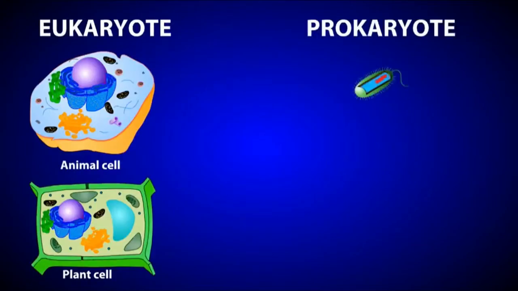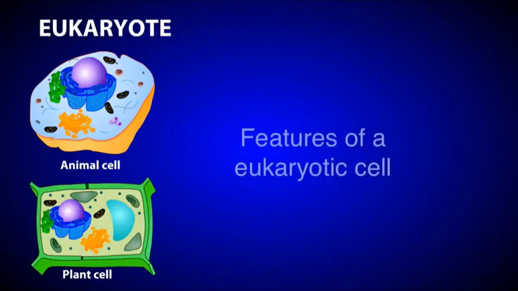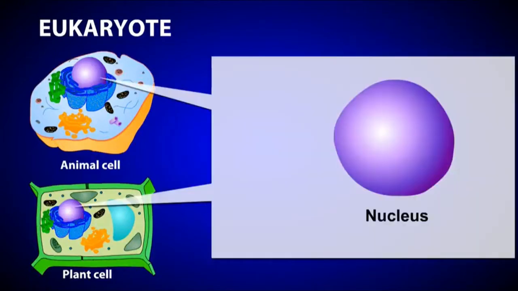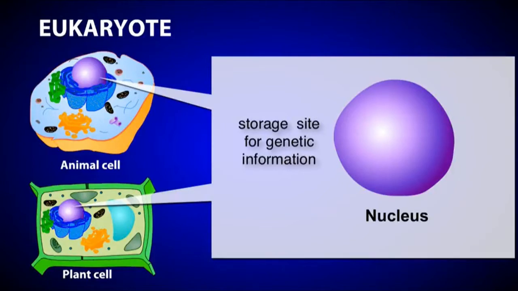Eukaryote and prokaryote. Eukaryote cells are more complex in structure and function than prokaryote cells. In this tutorial, we'll tour the major features of a eukaryotic cell using both an animal cell and a plant cell as examples. Because of its large size, the nucleus is one of the most noticeable structures in the eukaryotic cell. The nucleus is the storage site for most of the cell's genetic information.